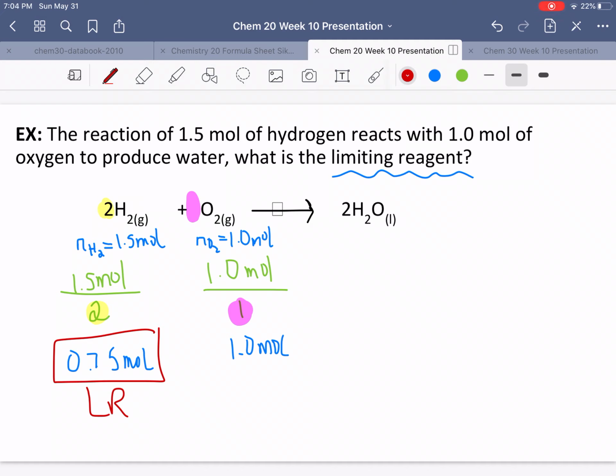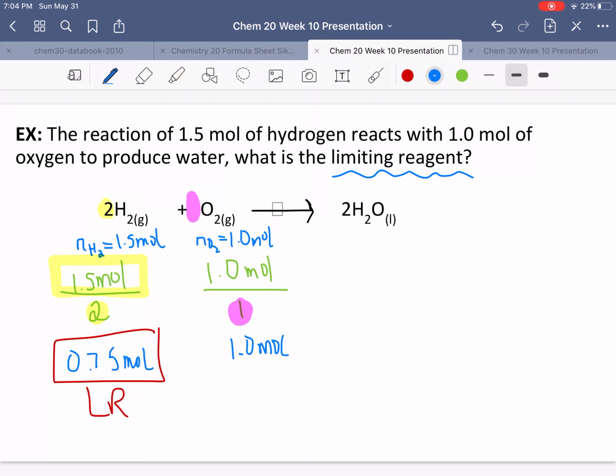Now, since that runs out first, that means it's going to dictate how much product we get. It's going to be all about the hydrogen. Here's where people start to make mistakes. Are you reacting 0.75 moles of hydrogen? No, you're reacting 1.5 moles. So that's the one that you need to use in the ratio. Let me show you what I mean.